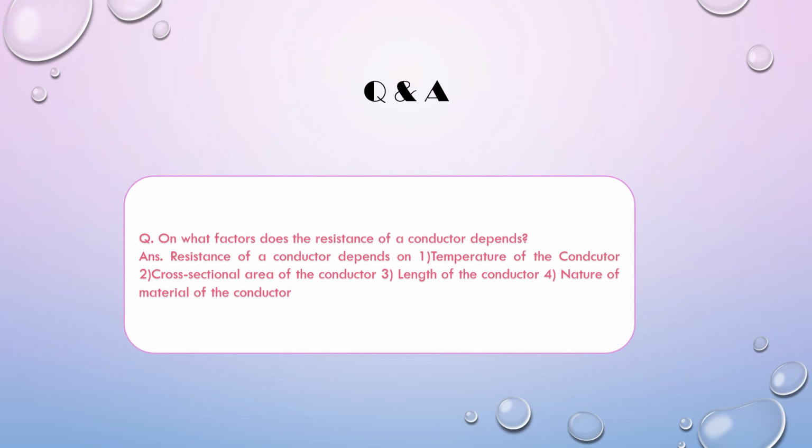On what factors does the resistance of a conductor depend? The answer is the resistance of a conductor depends on, first, the temperature of the conductor; second, the cross sectional area of the conductor; third, the length of the conductor; and the fourth, the nature of material of the conductor.